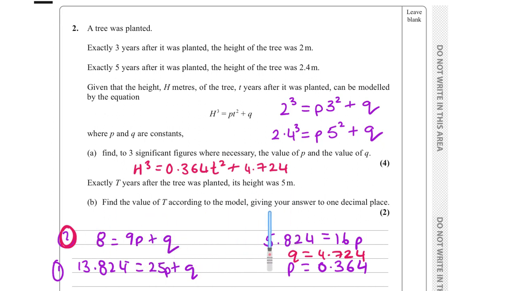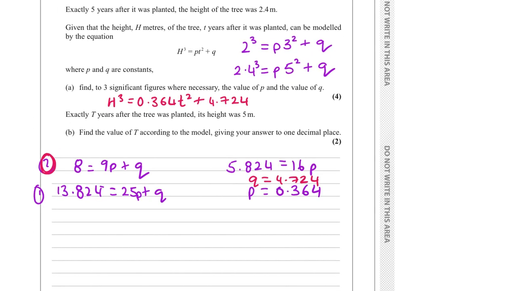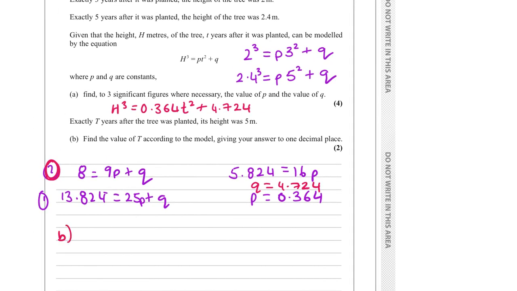Find the value of t according to the model, giving your answer to 1 decimal place. Okay, so this time we're trying to find what t is. So for part B, we know that 5 cubed must equal 0.364 t squared plus 4.724. So I'm going to do 5 cubed minus 4.724, and then divide it by 0.364, and then square root it.